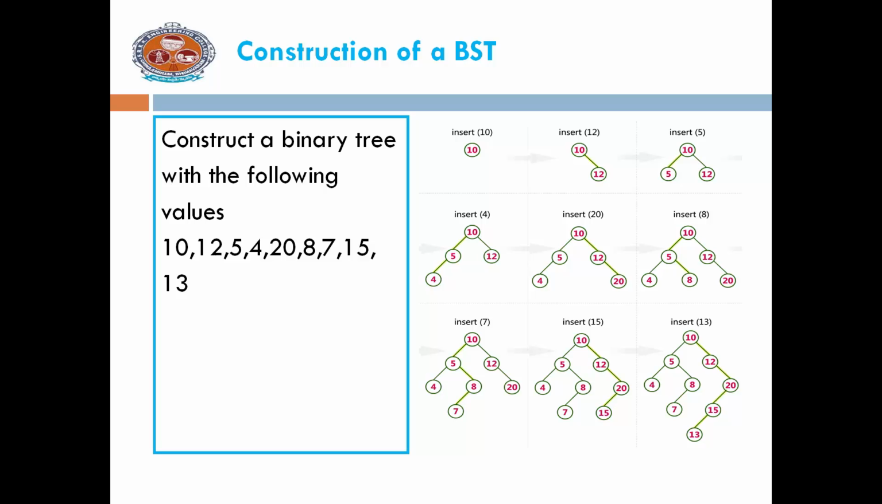Construction of a binary search tree. These are the values I have taken to construct the tree, and in this we can see how we organize the data in a binary search tree. Initially I am inserting the value 10. So 10 is the first node, and it becomes the root node.